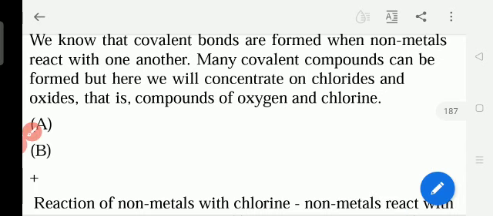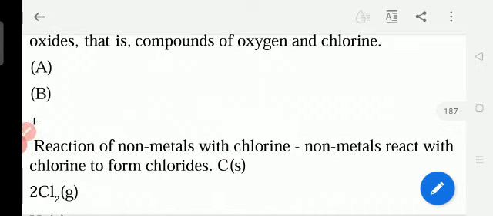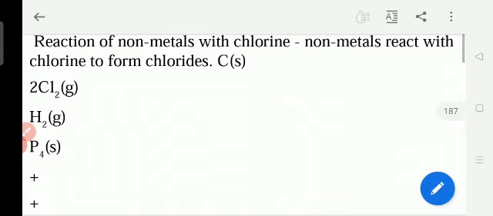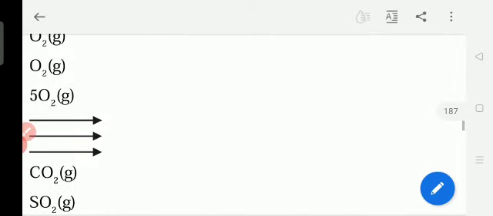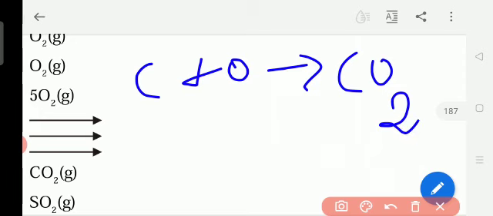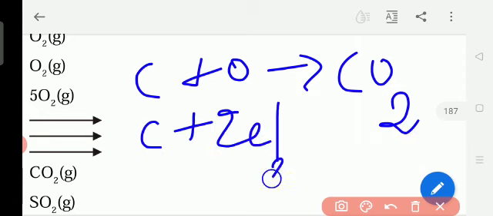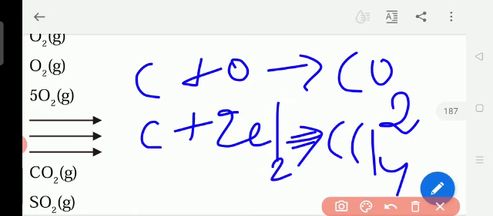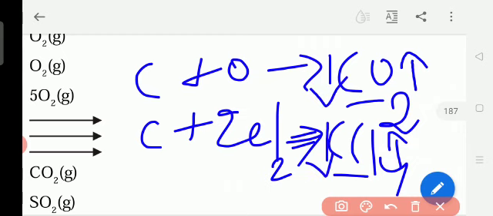Now if you see below, the reaction of non-metals with oxygen: carbon plus oxygen gives carbon dioxide. And the first one we saw, when it reacts with chlorine, we got CCl4. Among these non-metals, oxygen is more electronegative, chlorine is more electronegative, and carbon is less electronegative. When we write the product compound, the less electronegative element must be first and the more electronegative must be second.